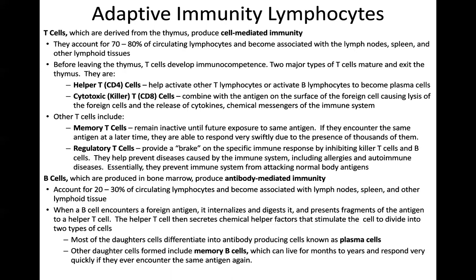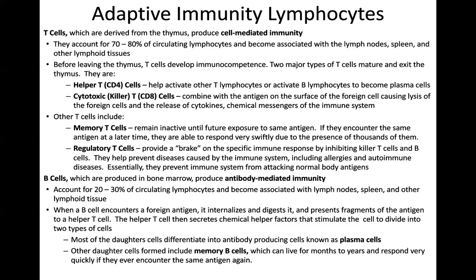They help activate other T lymphocytes, or they can help activate B lymphocytes to become plasma cells. We'll talk a little bit more about those at the bottom of the page, as you can see. Those killer T cells combine with the antigen on the surface of the foreign cell, causing lysis of the foreign cell and the release of cytokines, which are chemical messengers of the immune system. So they help kill cells, and they can release the cytokines that help with messaging.